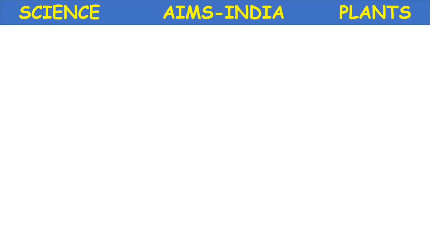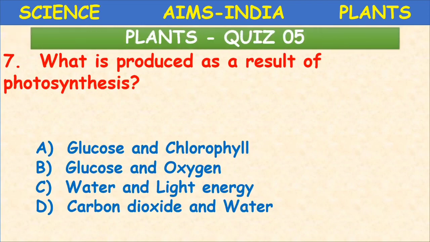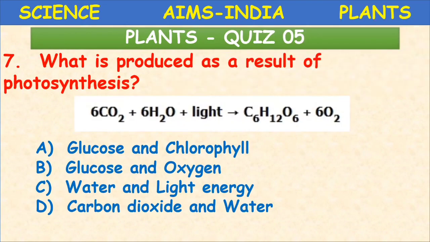Now we'll go to the next question. What is produced as a result of photosynthesis? Just now I told you what we are going to get as a result of photosynthesis. So here there is an equation, children. I'll just read it for you. Don't get confused, because this is a chemistry equation. You are going to learn all these equations in your further classes. The 6CO2 plus 6H2O plus light results in C6H12O6 plus 6O2.